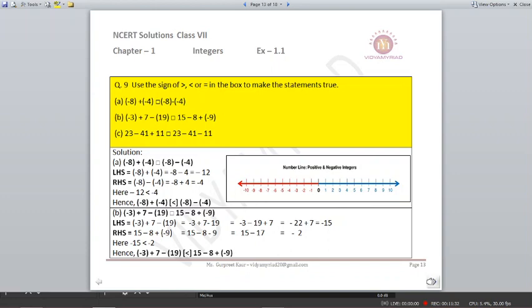Same way, let's look at the B part. When we solve LHS, we get minus 15. When we solve RHS, we get minus 2. Now minus 2 is near to 0, so it is a greater number. Minus 15 is far away, so it is a smaller number. So we will put a greater sign towards the second side, the right hand side.